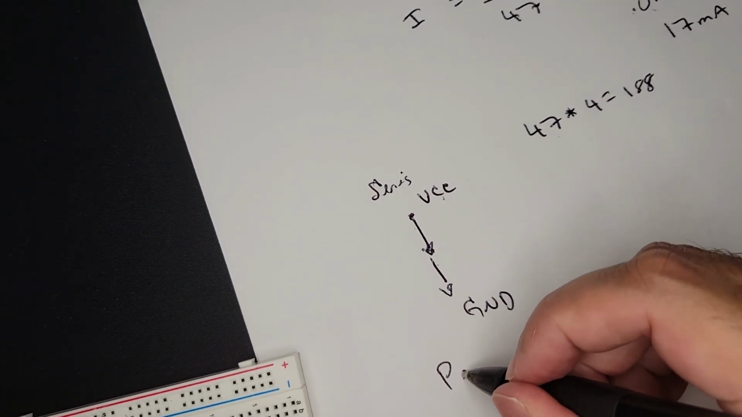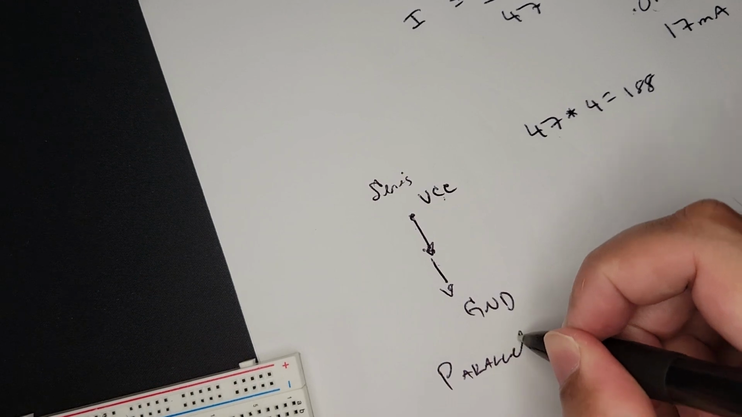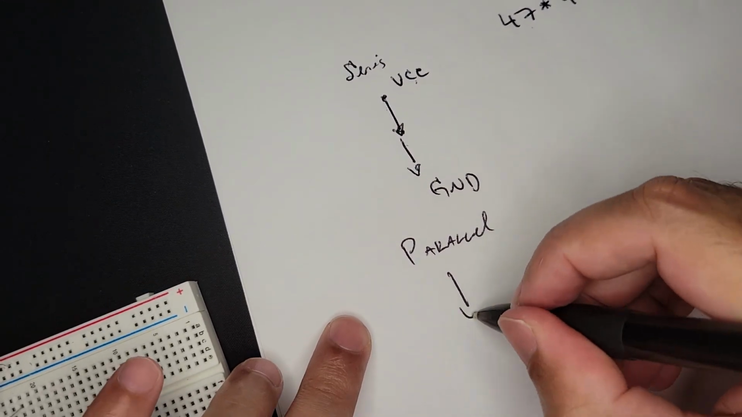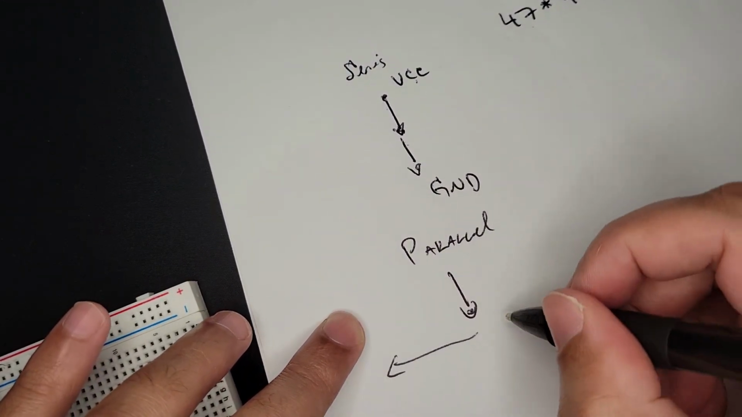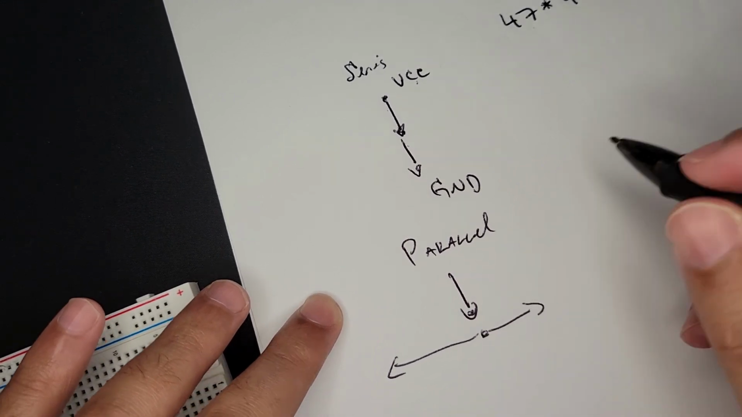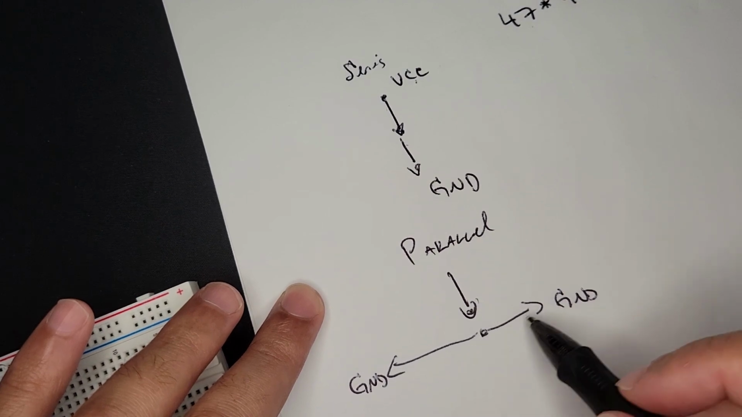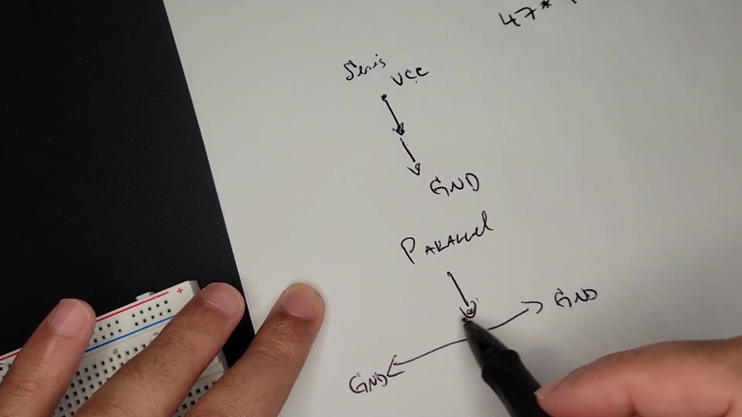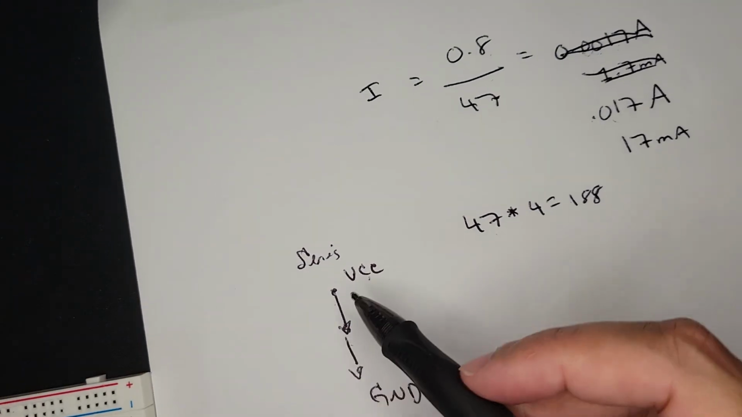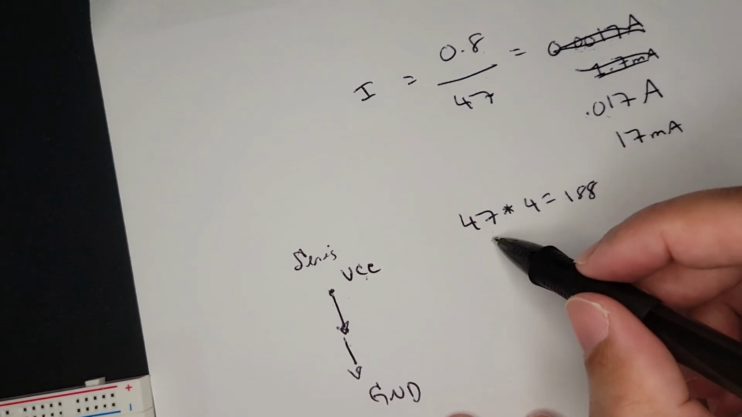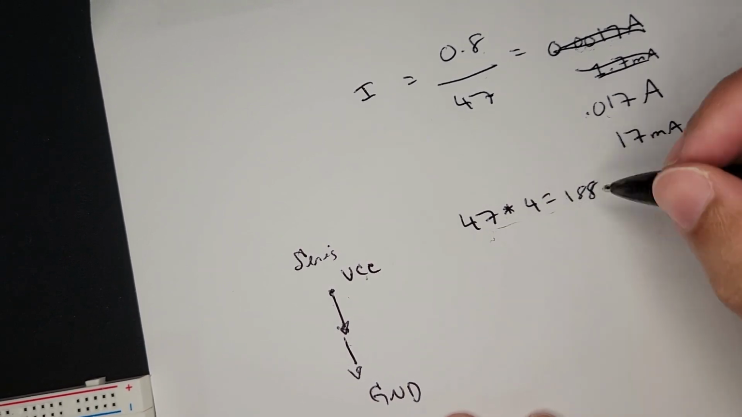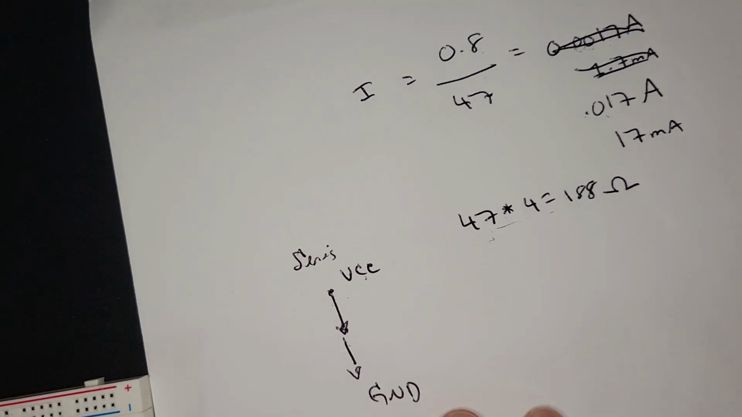Whereas in parallel, you can have this, and then it can go this way, and it can go this way, and this might be ground eventually, and this might be ground eventually, and it can split. And in this case, we have current splitting. So in series, we have 47 added up to 188 ohms.